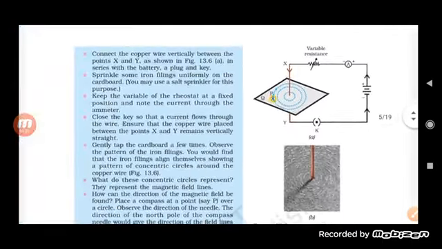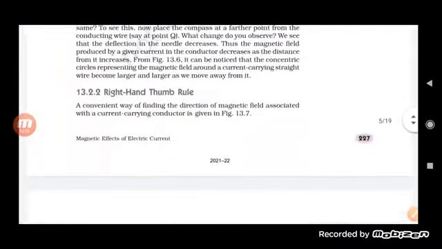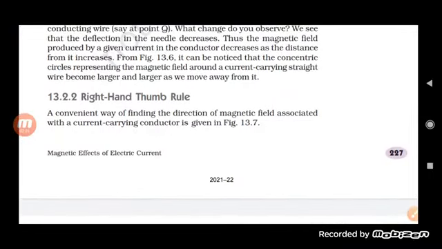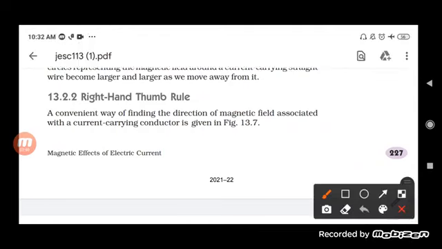Then moving on, the next one is the right hand thumb rule. What is the right hand thumb rule? This is a rule to find the direction of the magnetic field which is produced by the current carrying conductor around it. This is a very convenient method by which we can find the direction of the magnetic field which is associated with the current carrying conductor.